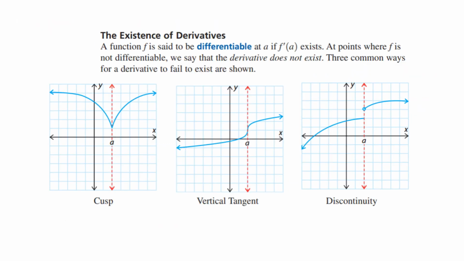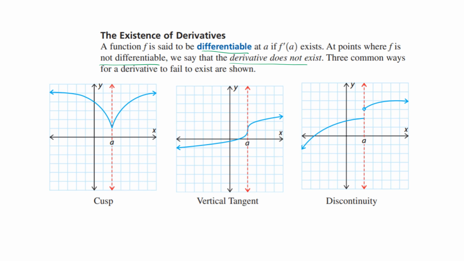So there are some cases where the derivative does not exist. So we're trying to differentiate the existence of the derivatives. A function f is said to be differentiable at a if the derivative at a exists. So whenever you see differentiable, it just means the derivative exists. At points where f is not differentiable, we say the derivative does not exist. There are 3 common ways that you need to learn, that whenever you see this, at that point the derivative does not exist.